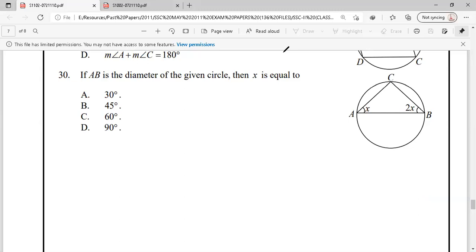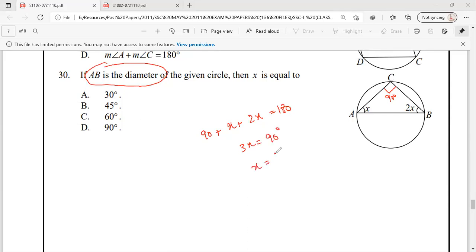Then we have the last question here, in which AB is the diameter and we have to find the value of x. As I have mentioned earlier, the angle opposite to the diameter is always 90 degrees. Here AB is our diameter, so this is our 90 degrees. And the sum of angles is always equal to 180 degrees. So by solving this equation, x plus 2x plus 90 equals 180. So 3x will be equal to 90 degrees, and x will be equal to 30 degrees. So the correct answer is option A.